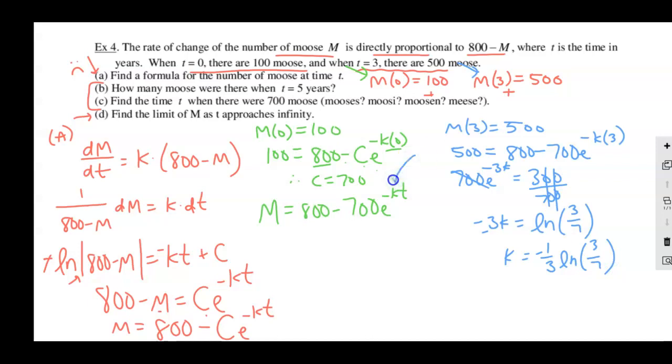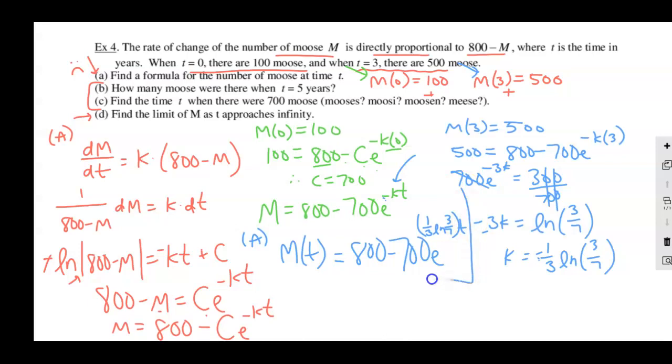Then we would take that and plug it in here. Remember, we had negative k, and since the k value is negative, the two negatives are going to end up canceling, and then we'll get this answer. Finally, all this work for part A, right? Here's the answer all the way to the end. We have 800 minus 700e. The negative from the k and the negative in the k value are going to cancel, so it's going to be 1/3 ln of 3/7. If you want to, put all that in parentheses, t. There is our function for the population of moose.